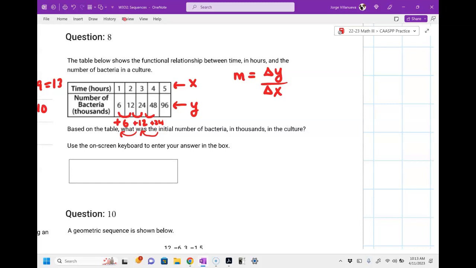48 divided by 2, you get 24. 24 divided by 2, you get 12. 12 divided by 2, you get 6. I've got to figure out 0. So I've got to divide by 2 again. So my answer's 3. You just got to figure out the patterns, right?